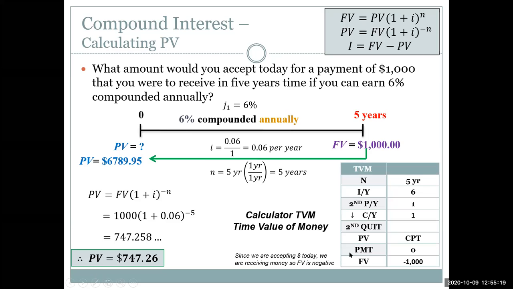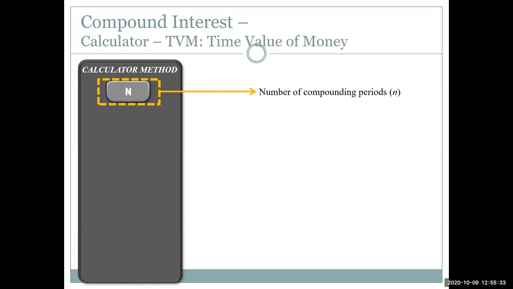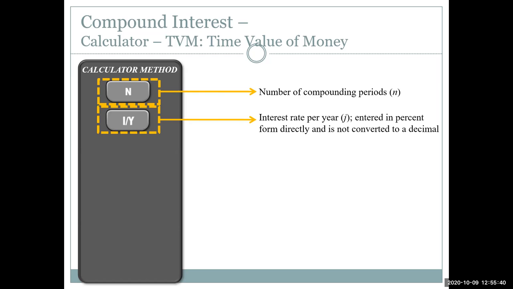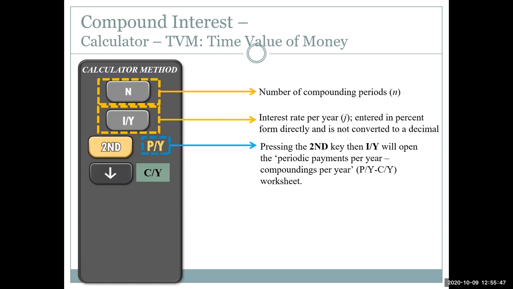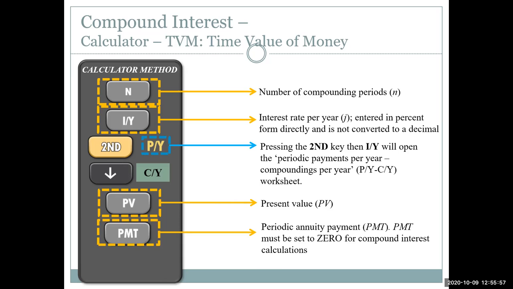Now, one of the things that you have to recognize when we're doing the present value is that since we're accepting money today, we're receiving money, so our future value is negative, okay? Just to make the calculator work out. For your calculator, you have an N button, that's your number of compounding periods. Your I/Y is your interest rate per year. You enter it as a percent directly, not converted to a decimal. We have the number of compounding periods, so we have to hit our second and the arrow down to get our P/Y and C/Y, and we get our present value, payment, and future value. Again, we're not responsible for this in this online situation, but for those of you who want to work through some things, you can use this and refer to your textbook.